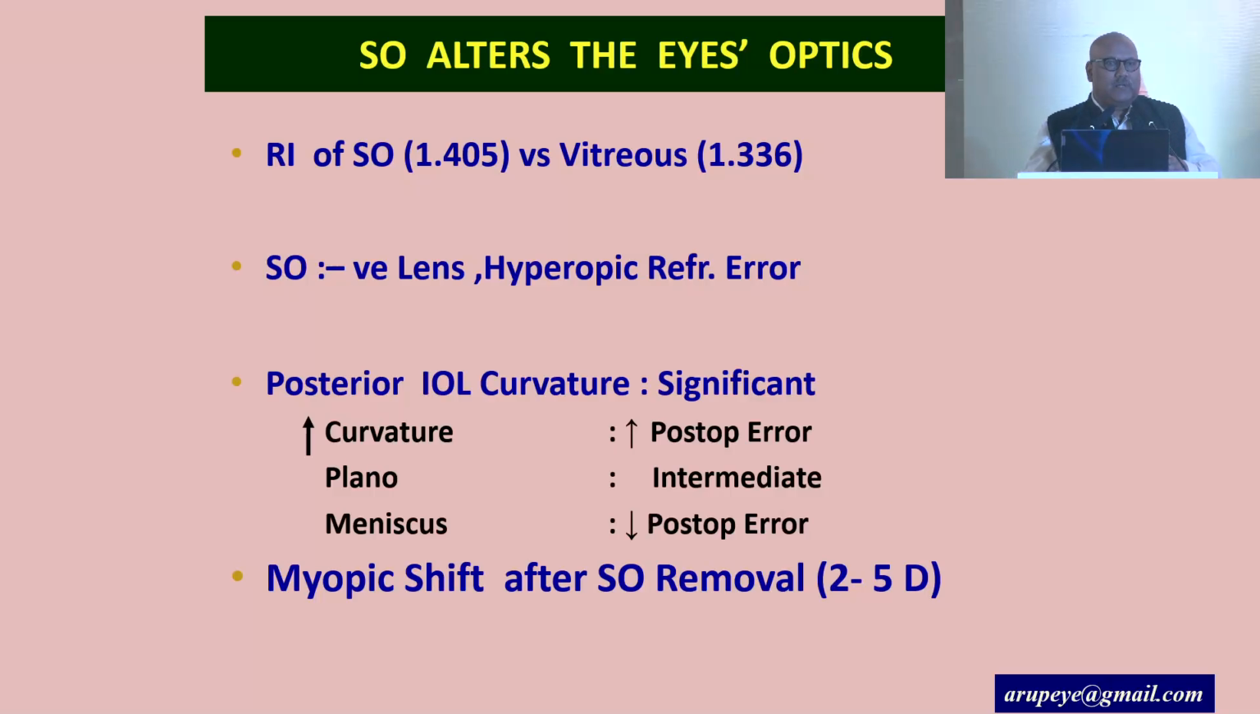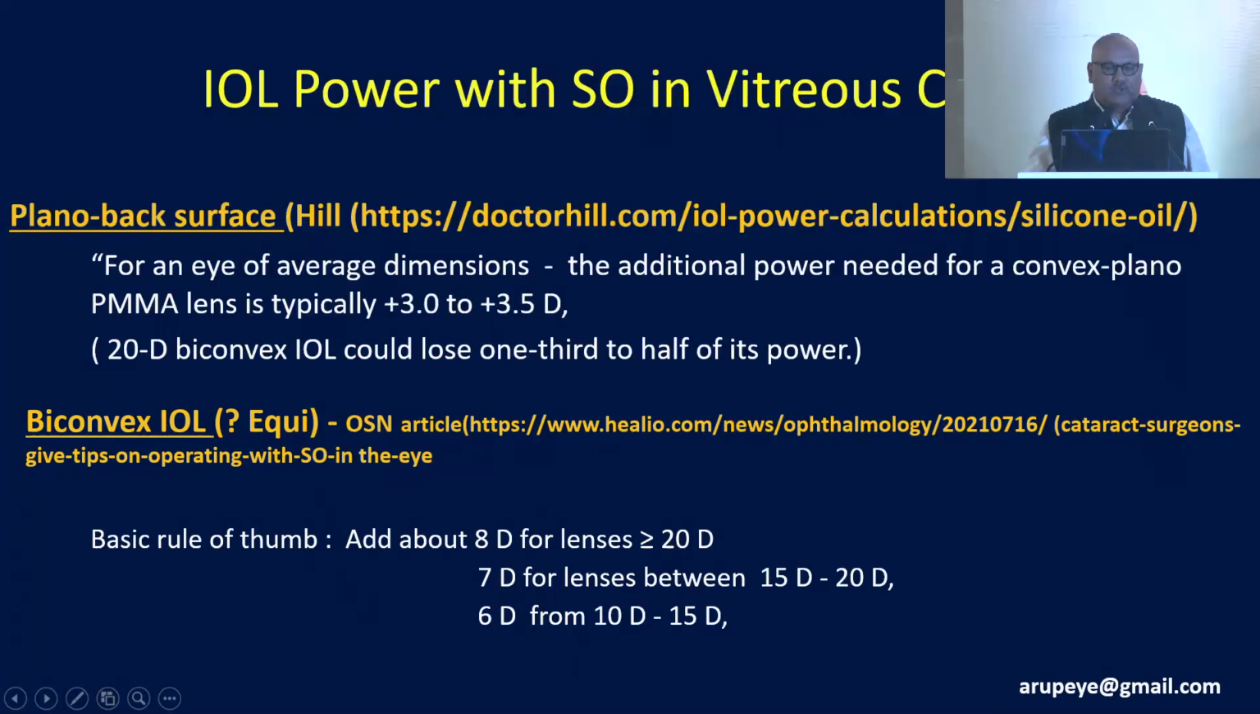Now, it has been shown that the hyperopic change that happens depends upon the shape of the lens. If you have a biconvex lens with a lot of convexity on the posterior curvature, you have a maximum hyperopic shift. If you have a plano-convex lens, unfortunately plano-convex lenses are not available in the foldable format now, or a meniscus lens where the posterior surface is concave facing towards the retina, that reduces the postoperative error. So, how do we fix the lens power?